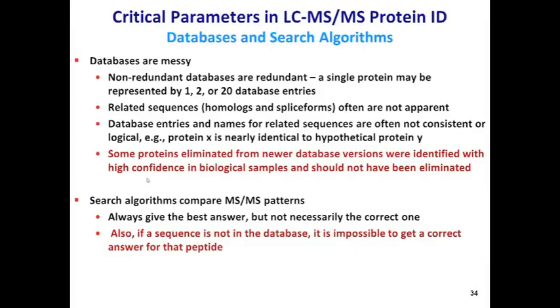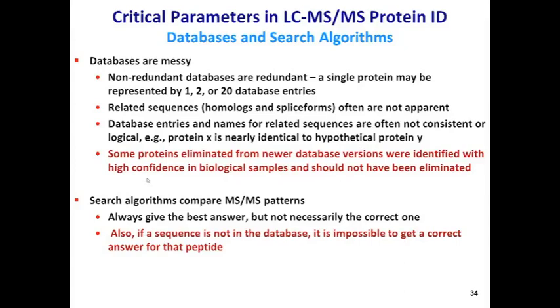Critical parameters to consider are that databases are messy. They're non-redundant. Non-redundant databases are actually redundant. A single protein can be represented by multiple database entries. We have the issue of homologs and splice forms because we're identifying peptides and inferring the proteins that are present by the peptides that are identified.